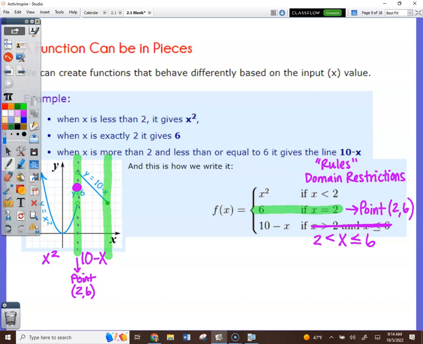Alright, so we have 3 pieces. We have the rules and restrictions. You will notice they never overlap, because if they overlap, it's not a function. Something's wrong. So then you come to your graph, you compartmentalize it.